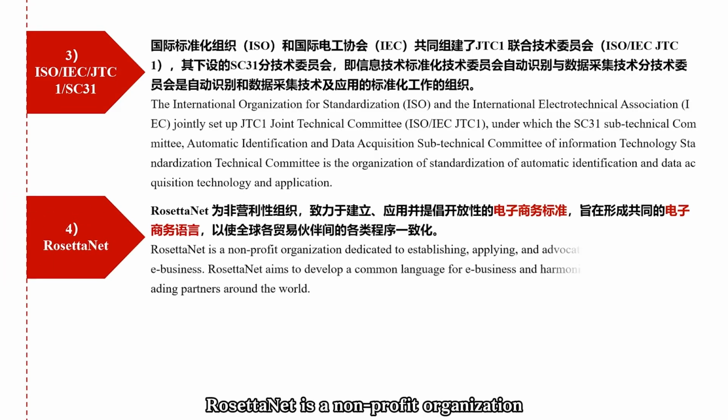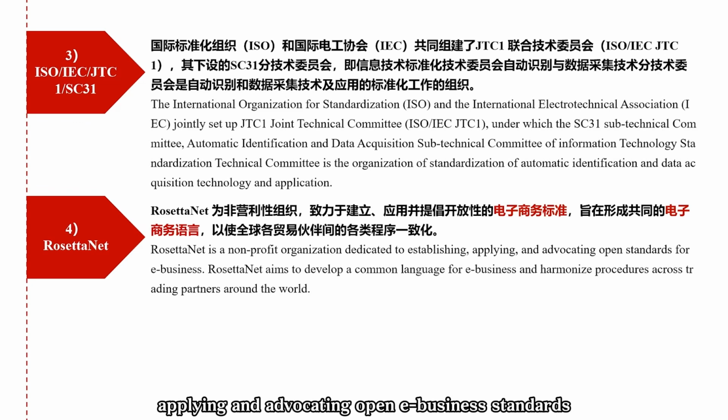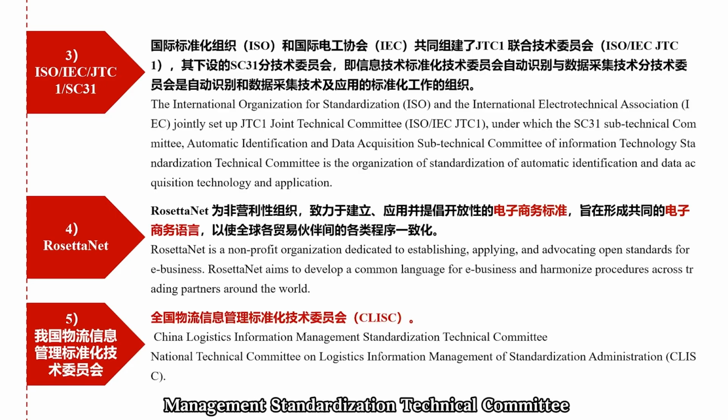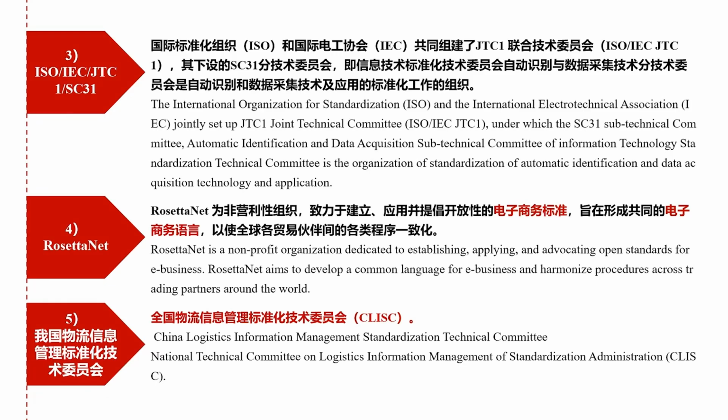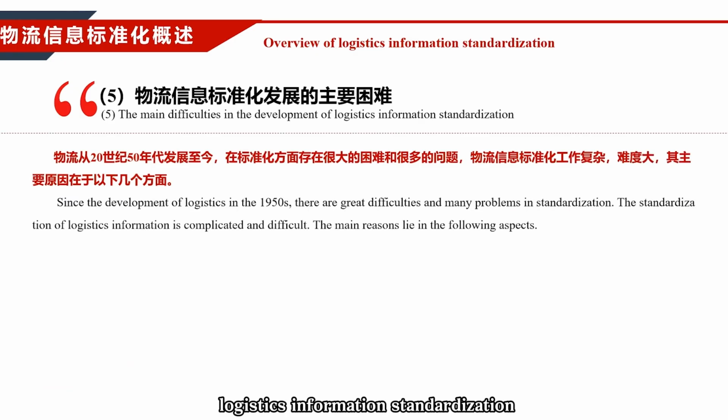4. Rosettanet is a non-profit organization dedicated to establishing, applying, and advocating open business standards, aiming to form a common business language to harmonize various procedures among global trading partners. 5. China Logistics Information Management Standardization Technical Committee, National Technical Committee on Logistics Information Management of Standardization Administration of China, CLRSC.